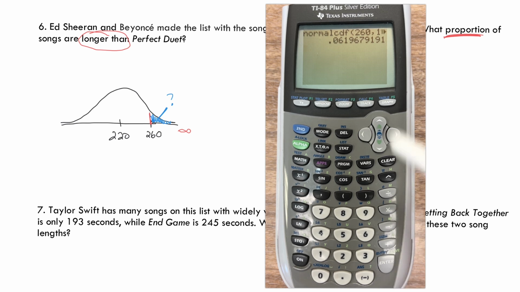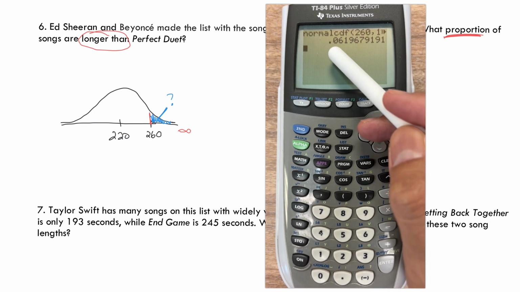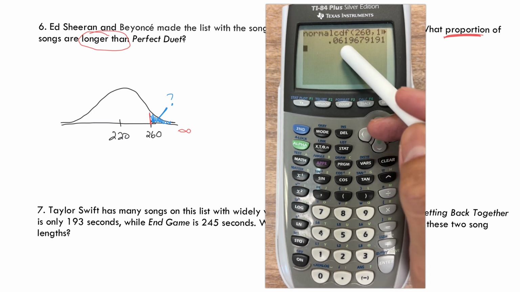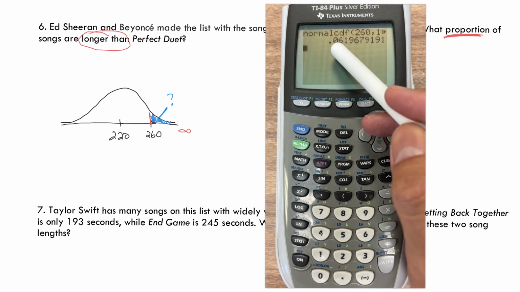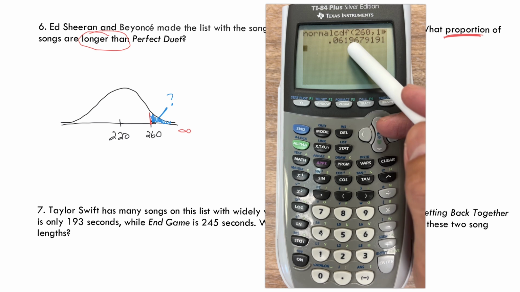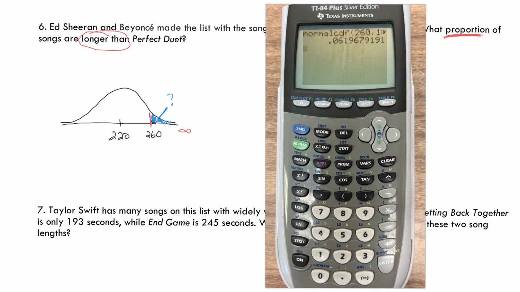So this proportion, this decimal is going to be about 0.0619, and you can actually round to 4 decimal places. So the 6 next to the 9 is going to make that into a 20. So 0.0620. So now you just write your answer in context of the problem.